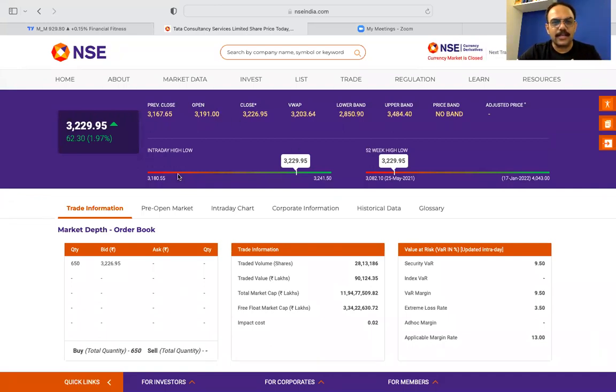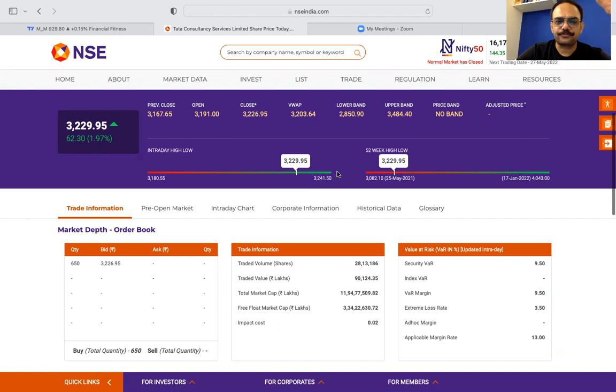Then during the day, it went high till 3241, which is mentioned here. 3241 was the highest price it traded. When, we don't know, maybe 9:15, 10:30, 11, we don't know. It went till 3241. The lowest it went was 3180, and from 3:25 to 3:30, they'll take a weighted average and they'll say, okay, at 3:30, the close price for TCS is 3226. This is the data.